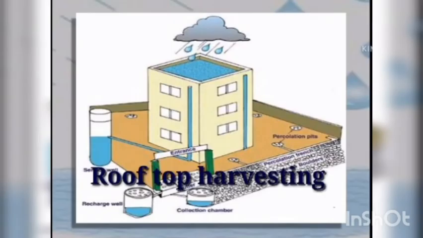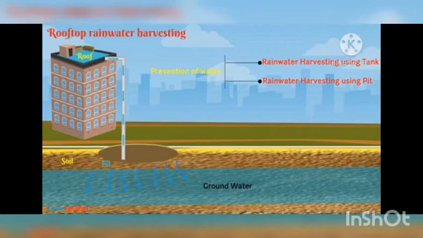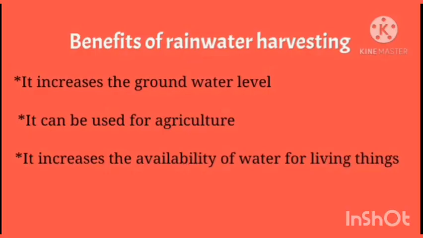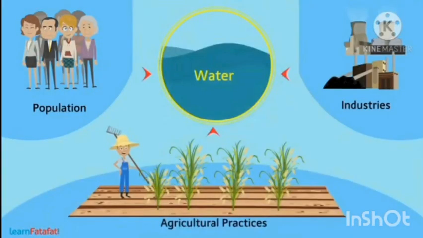Benefits of rainwater harvesting: it increases groundwater level. It increases the underground water level. It can be used for agriculture. It increases the availability of water for living things, that is animals, birds, and human beings, etc. Rainwater harvesting is the only way to conserve rainwater.